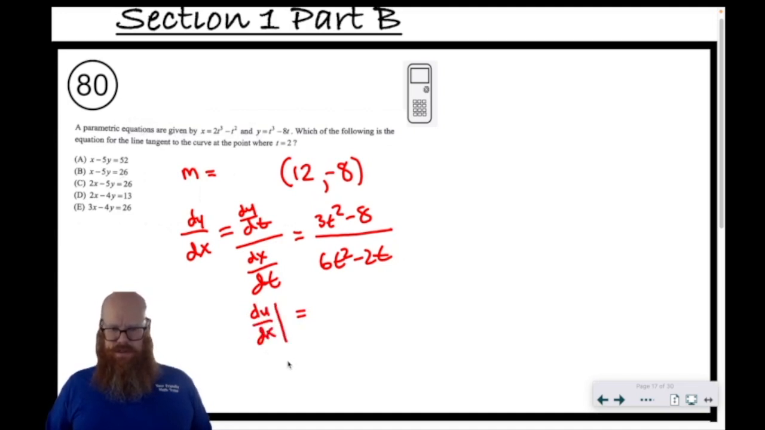It looks like this. I'm making t equal to 2. I get 12 minus 8 is 4, and I get 24 minus 4, which is 20. So that's 1/5.